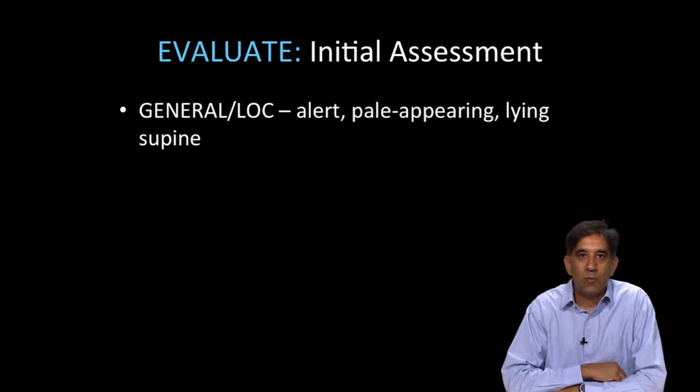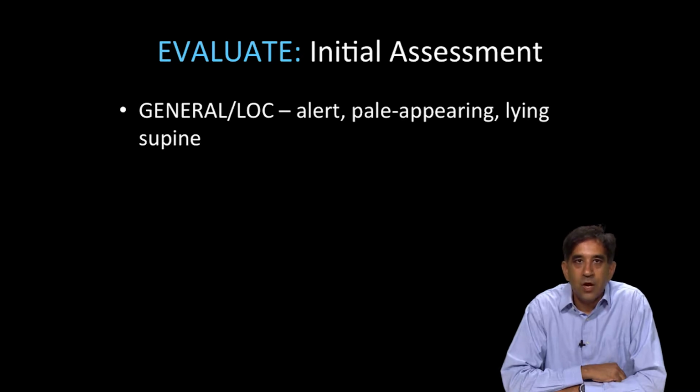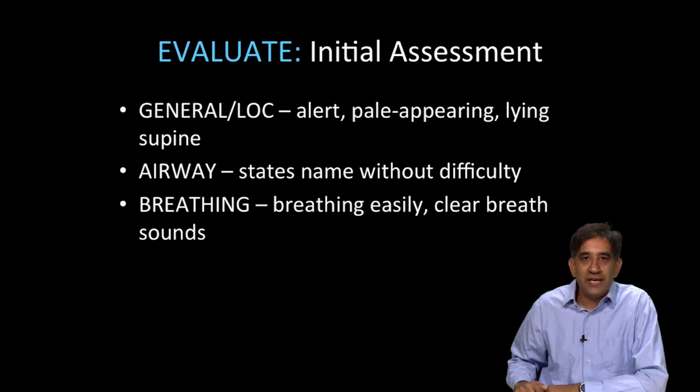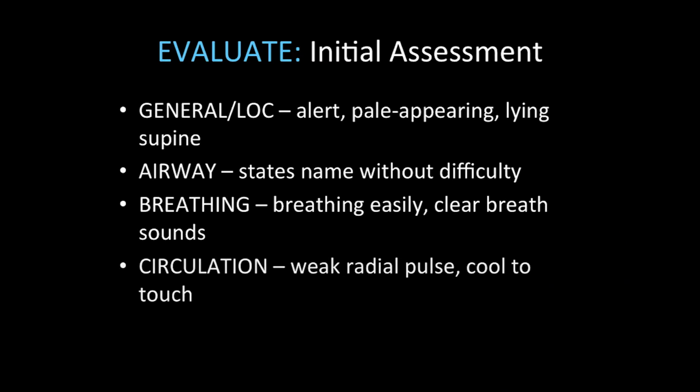So we're going to evaluate our patient with left lower quadrant pain, and that starts with the ABCs, or airway, breathing, and circulation. Her general appearance or level of consciousness is as follows. She's alert, she's pale appearing, and she's lying supine. As far as her airway is concerned, she's able to state her name without any difficulty, and she's breathing easily, and when you listen to her lung fields, you hear clear breath sounds. And finally, when we check her pulse, we find that it's very weak and that her extremities are cool to the touch.